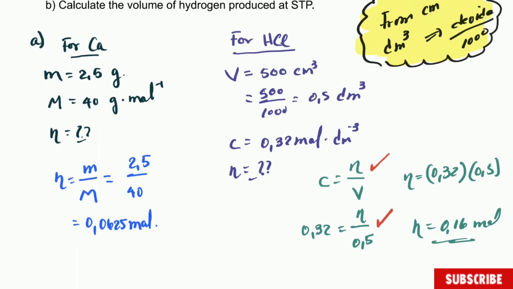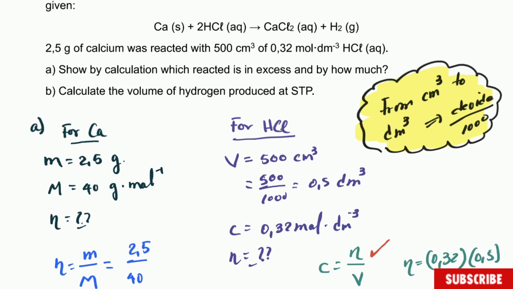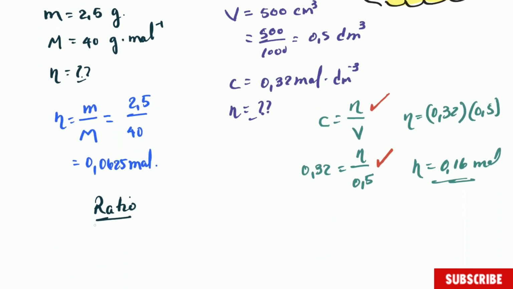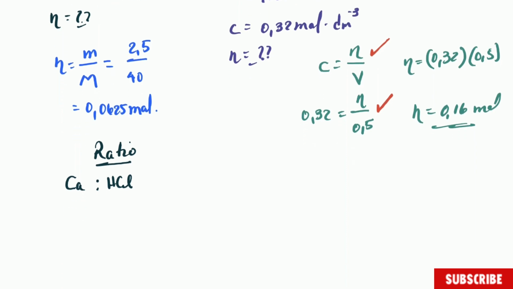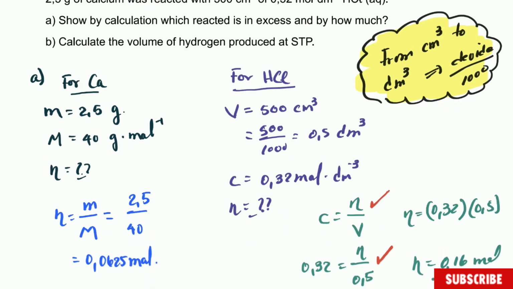Okay, so now what we're going to do, we are going to do the ratio of the reactant. In other words, we're going to do Ca to HCl. So it's Ca to HCl. And you can use either of the starting points. Now, what is the ratio? We go back to the equation. The ratio, guys, is the numbers at the front. So the ratios are coming from here, right? That one and that one there. So the ratio is 1:2.